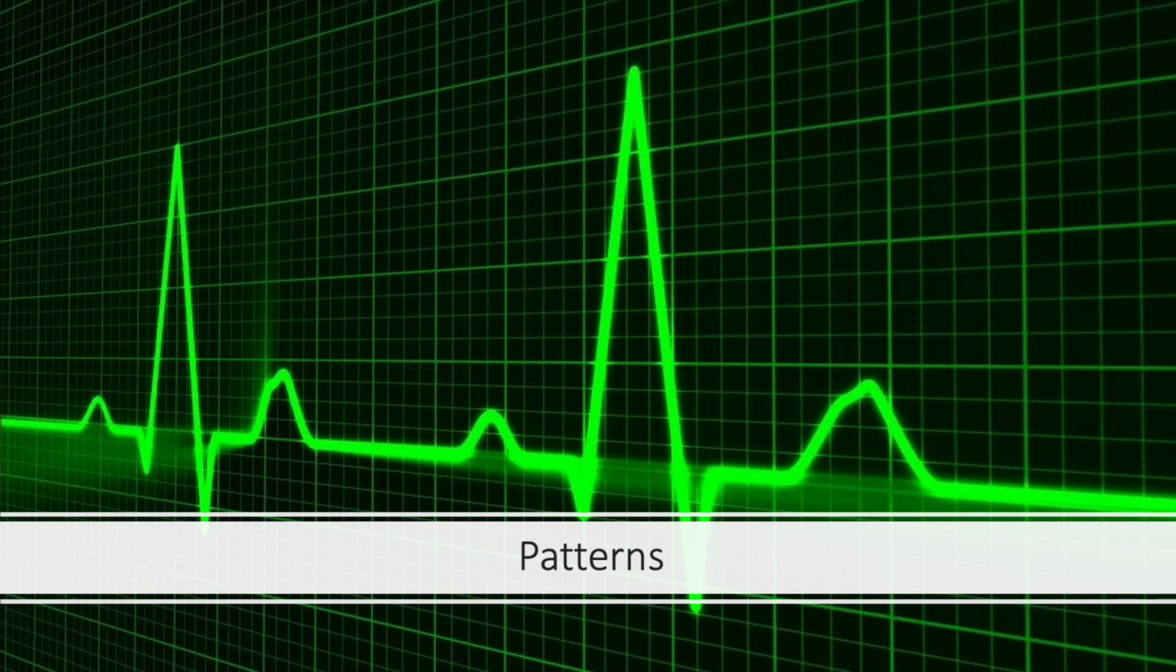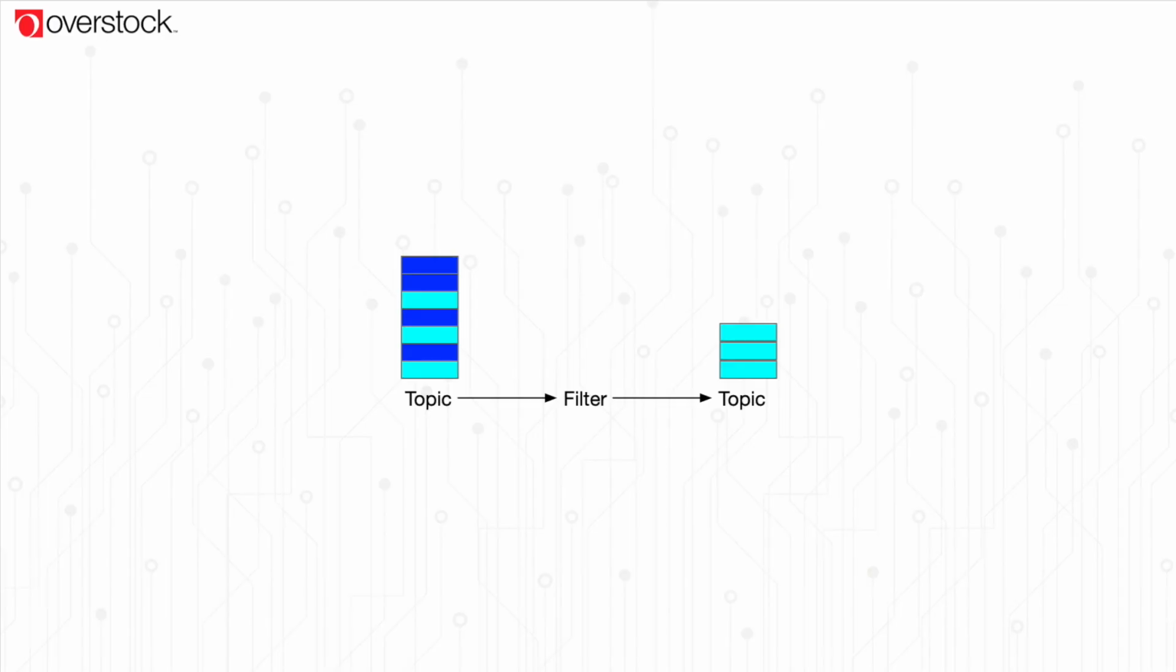Now let's talk about patterns. At a high level, we'll talk about some of these basic messaging patterns that you can implement with Pulsar. The filter is one of the most basic patterns. You can filter by removing messages you don't care about, such as filtering out bot traffic, filtering specific user actions, or filtering specific clicks, etc.